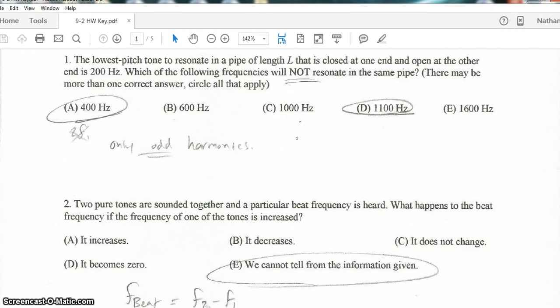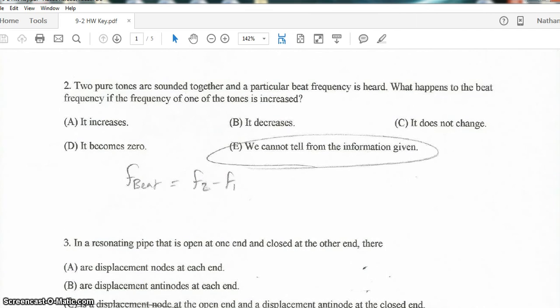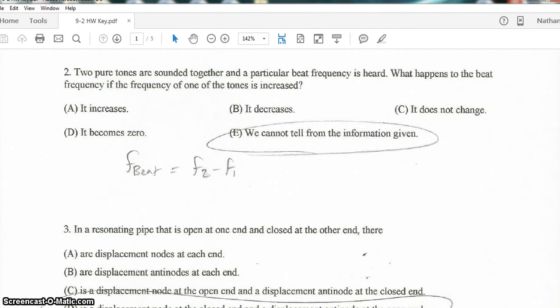So we'll see how many of you actually watch the video and how many of you just look at the answer here, and that will tell me if you paid attention. But anyway, question 2. Two pure tones are sounded together. A particular beat frequency is heard. What happens to the beat frequency if the frequency of one of those tones increases? The key relationship here is the beat frequency is the difference between the two. The problem is, since we don't know which frequency is increasing, we don't know what happens to the beat frequency.